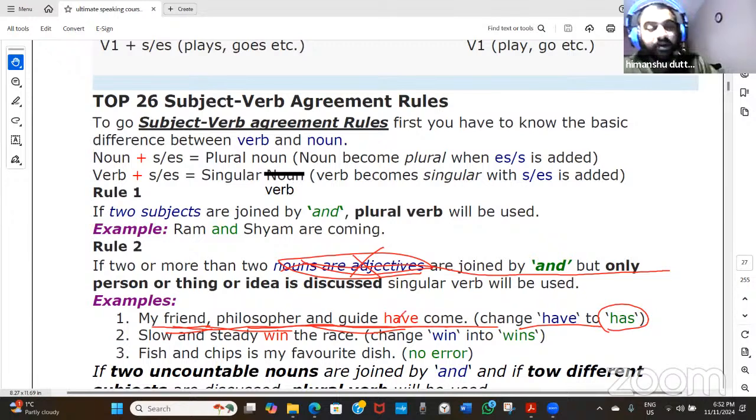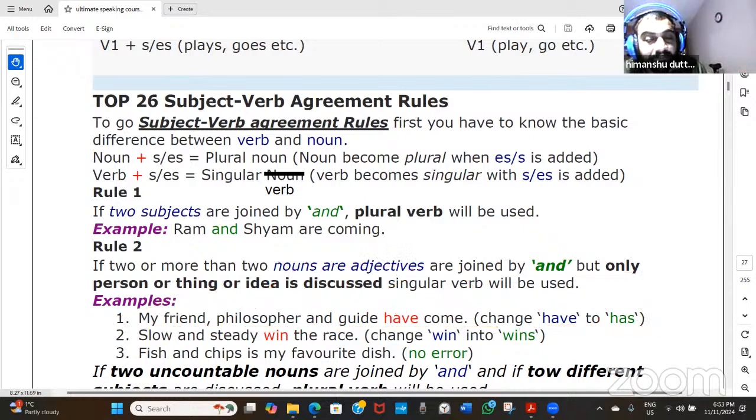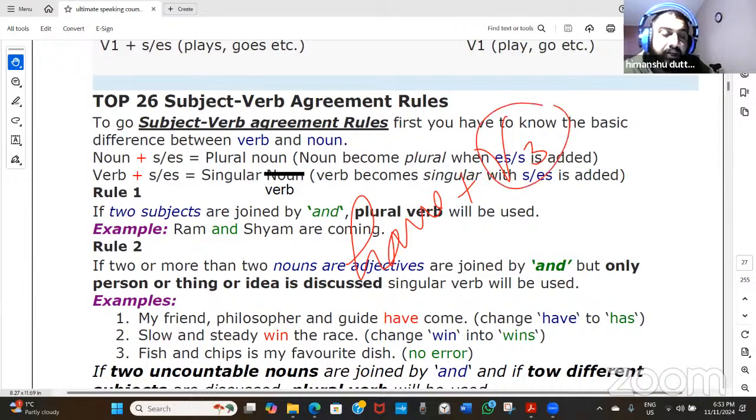So it is wrong. Why is it wrong? Because my friend is the same person who is a philosopher and my guide. We haven't said 'the guide'. The guide is the same person. Has come. My friend, philosopher, and guide has come, because we are talking about one person only here. My friend, who is a philosopher, who is my guide, has come. So that's why 'has' will come, not 'have'. Have plus past participle means we are talking of the present perfect tense.